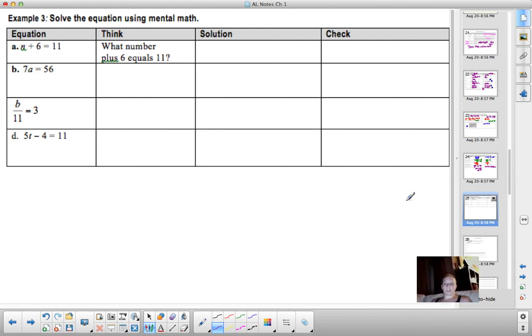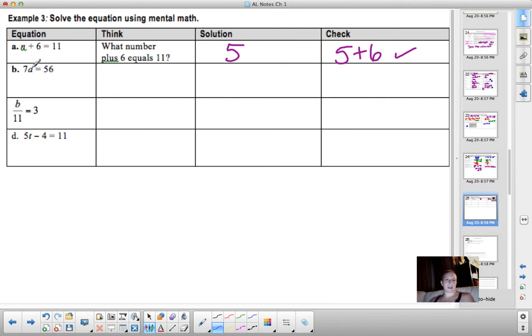Solve the equation using mental math is the last piece that we need to talk about in this section. And what number plus 6 is equal to 11? That's what we're thinking when we read this. The solution, well, what plus 6? The solution is 5. And our check step is to double check, especially if you're on a test situation and you're uncomfortable with your mental math. Check it out. Does 5 plus 6? Yep, that equals 11.